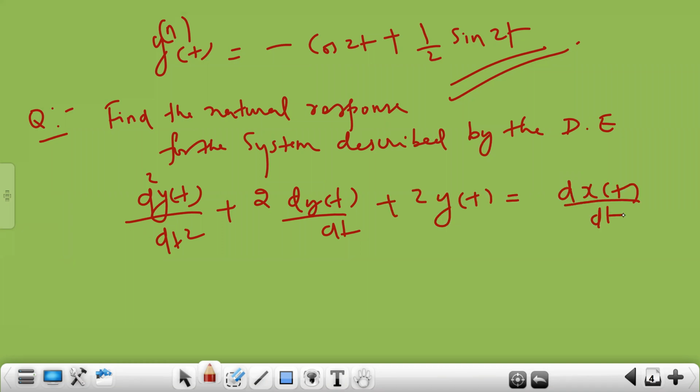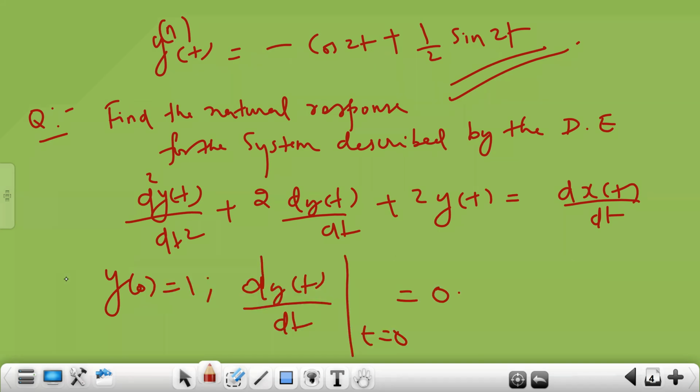Given y of 0 is equal to 1 and dy of t by dt at t equal to 0 is equal to 0. These are the initial conditions that are given. I repeat the initial conditions once again: y of 0 is 1 and dy of t by dt at t equal to 0 is equal to 0.